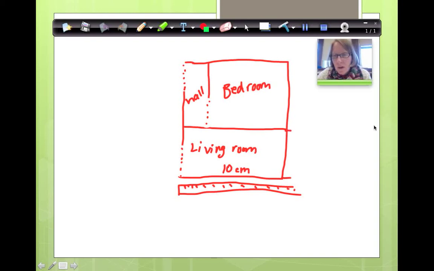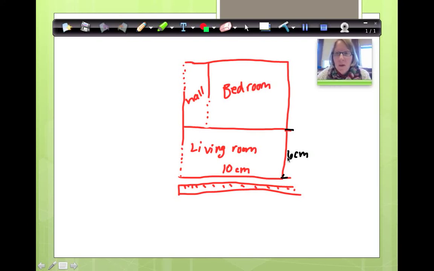I'm going to turn that black. Okay, from here to here, and I measure that this is 6 centimeters. Okay, so this is an actual measurement using my ruler.